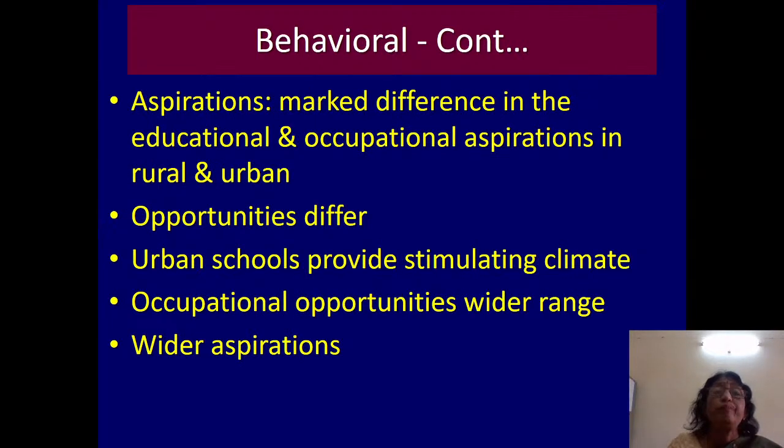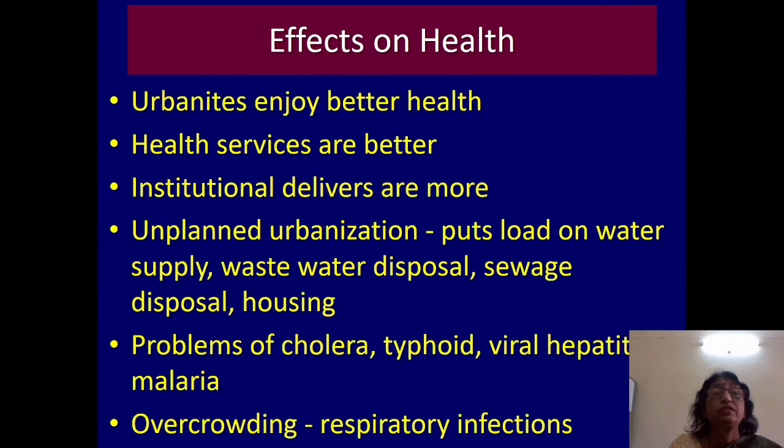Aspirations. There is a marked difference in educational and occupational aspirations in urban and rural areas. The opportunities differ, and urban schools provide a stimulating climate, wider occupational opportunities, and wider aspirations. The effects on health.